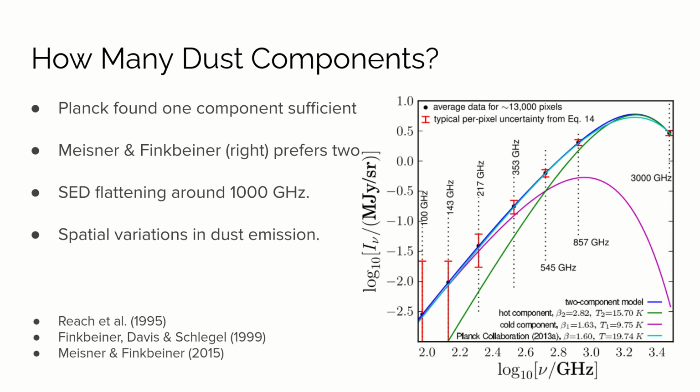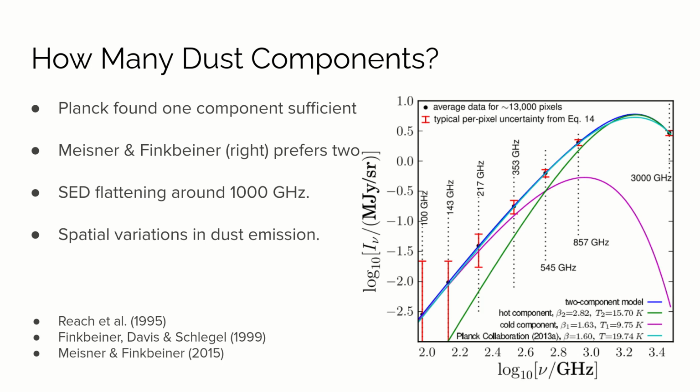The Planck data analysis found that a single modified blackbody component did a good job of describing the emission throughout the Planck data. However, Meisner and Finkbeiner, when analyzing the Planck data, found that actually a two-component modified blackbody model fits the data better. There are some things that are of concern here, such as the SED flattening around 1,000 gigahertz. This is something that is difficult to model sufficiently with a single component, but we also have a notable lack of data around 1,000 gigahertz.